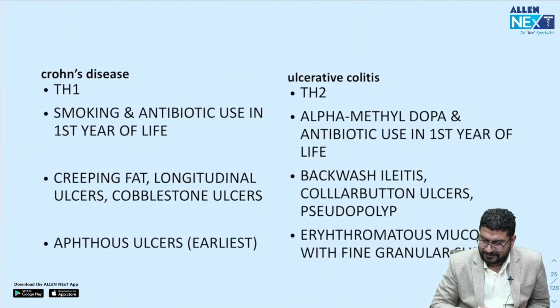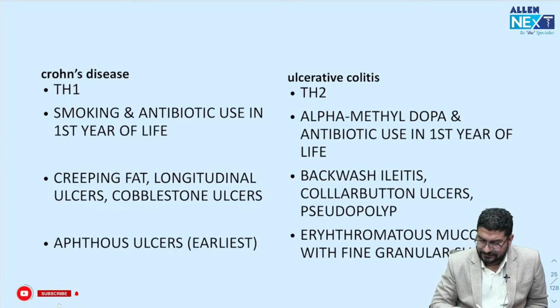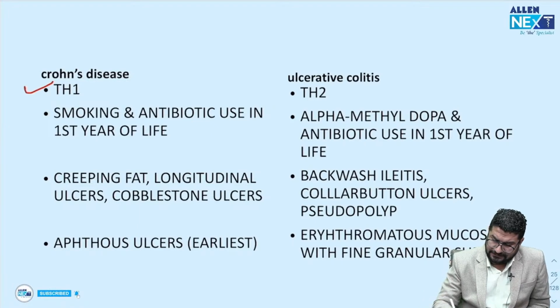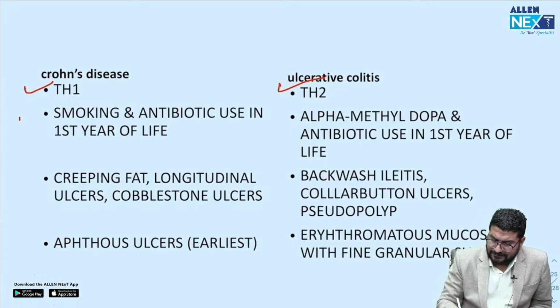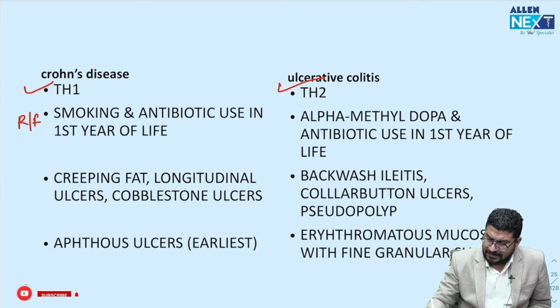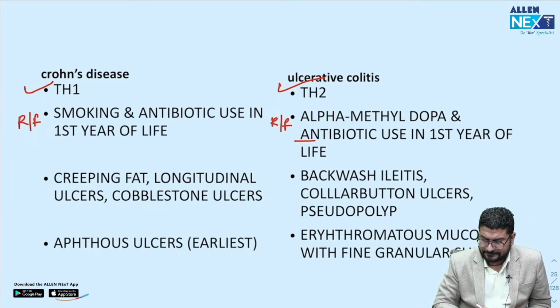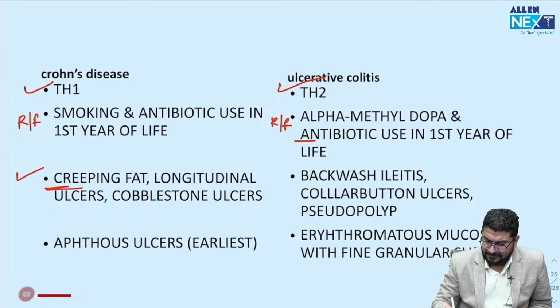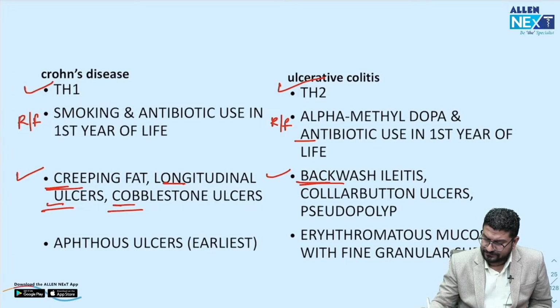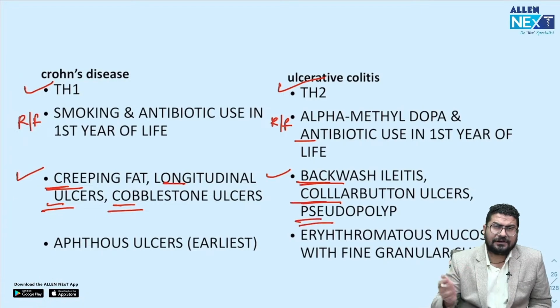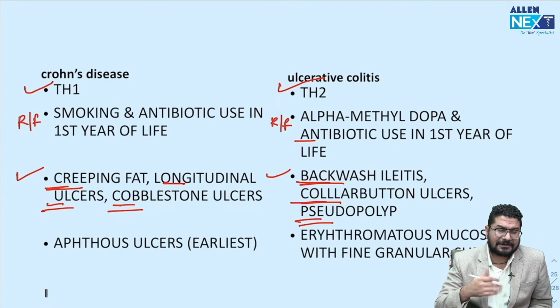Then they ask you some differences between these diseases. Always they ask the path question as a medicine question. So Crohn disease is due to Th1 cells, ulcerative colitis Th2. Smoking and antibiotic use in the first year of life is a risk factor for Crohn disease. Alpha methyl dopa and antibiotic use are risk factors for ulcerative colitis. Then you can notice some gross changes like creeping fat, longitudinal ulcers, cobblestone appearance. Here you can see backwash ileitis, collar button ulcers, and pseudopolyps. I'm not telling you those things like Crohn disease; I'm expecting you already know this.